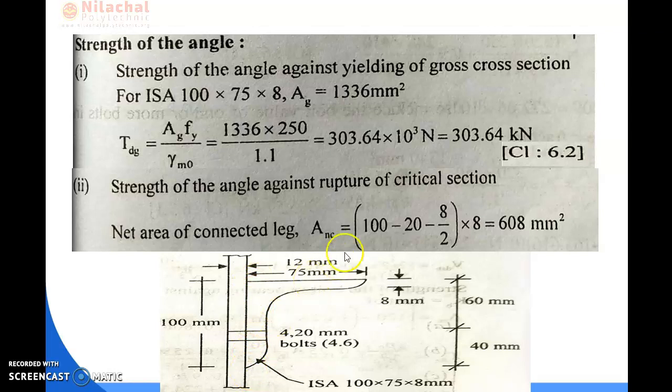So the formula is length of the connected leg minus diameter of the bolt minus thickness of the connected leg divided by 2 multiplied by thickness of the connected leg. So by putting this value as 100 minus 20 minus 8 by 2 whole multiplied by 8, we got the value of net area of the connected leg, which is ANC, as 608 mm square.